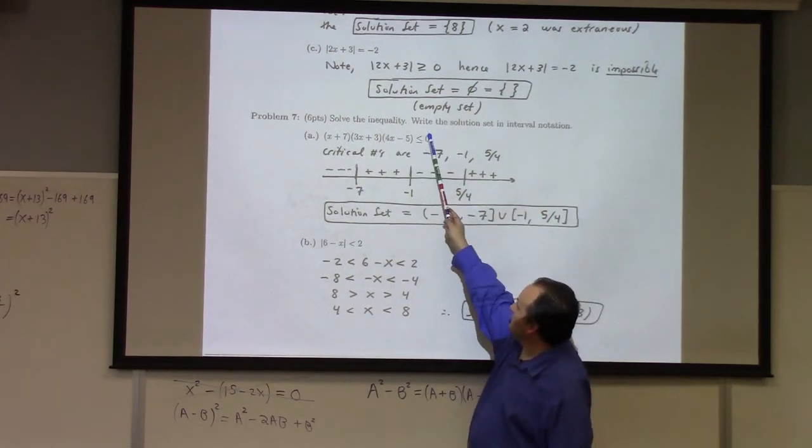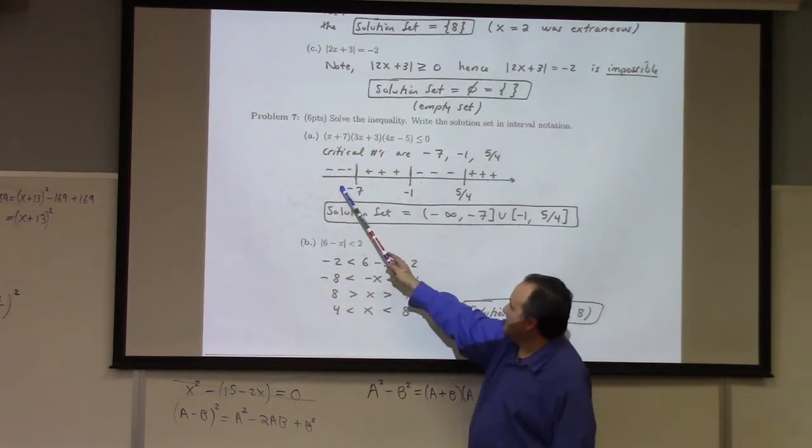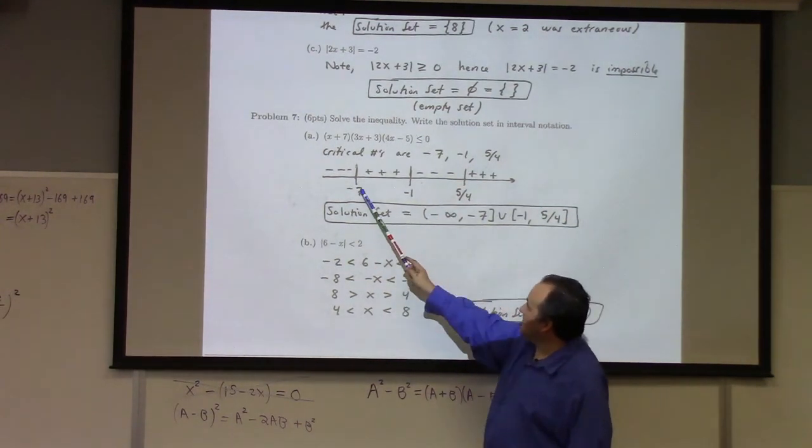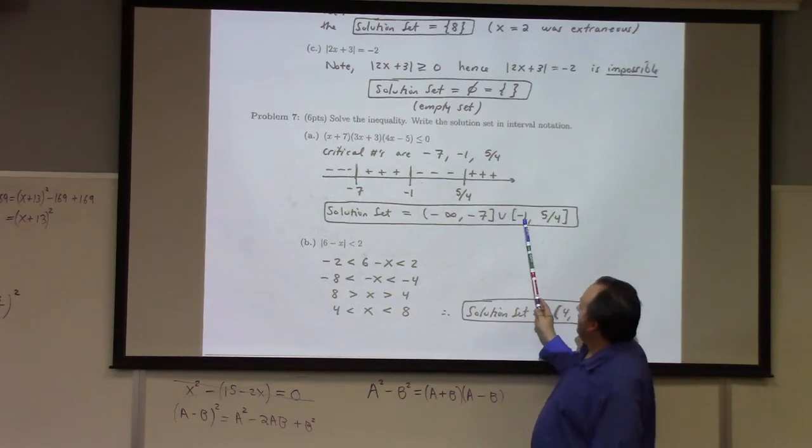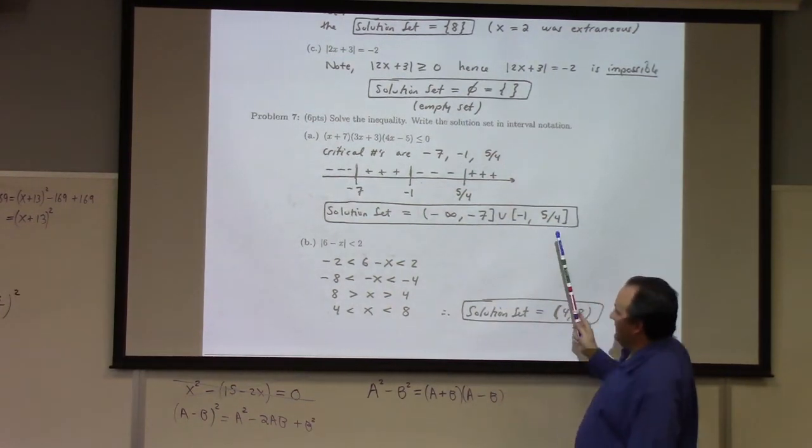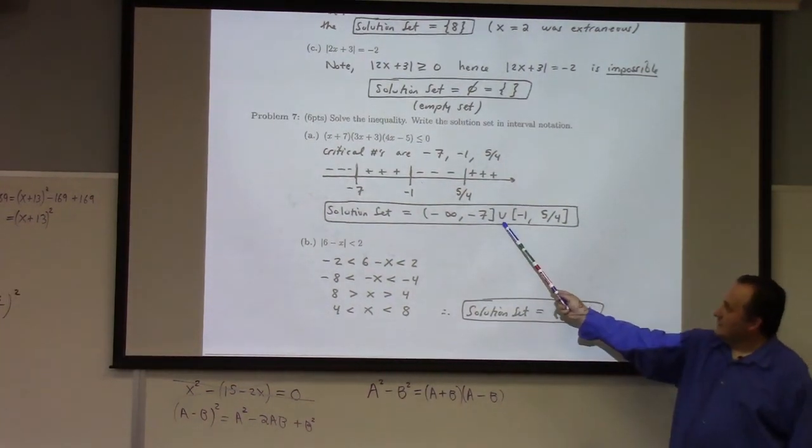I'm solving less than or equal to 0. So I'm looking for the minuses. So I go minus infinity to minus 7. I include it because I'm looking for 0. And then minus 1 to 5/4 like that. That's the solution set. And this is a union.